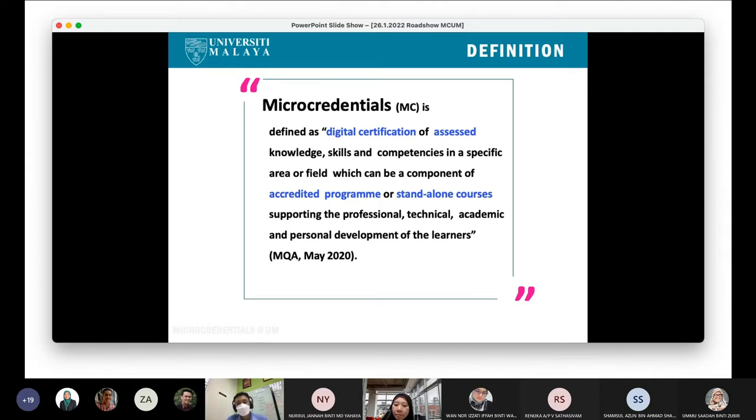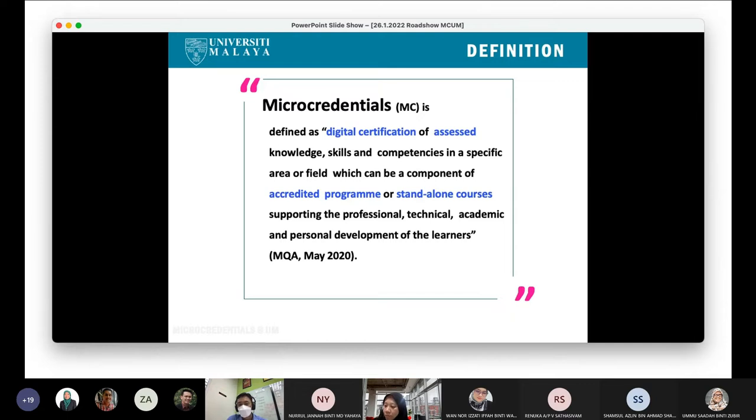This can be either a component of an accredited program, that means the program or course that we teach or offer as an education institution, or it can also be a standalone course. A standalone course may be something that we are passionate about, something that we have the expertise about, that can support professional, technical, academic and personal development of learners.